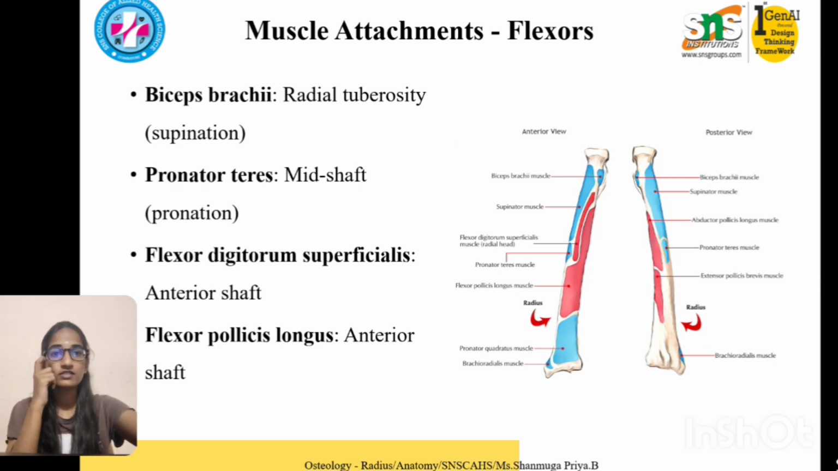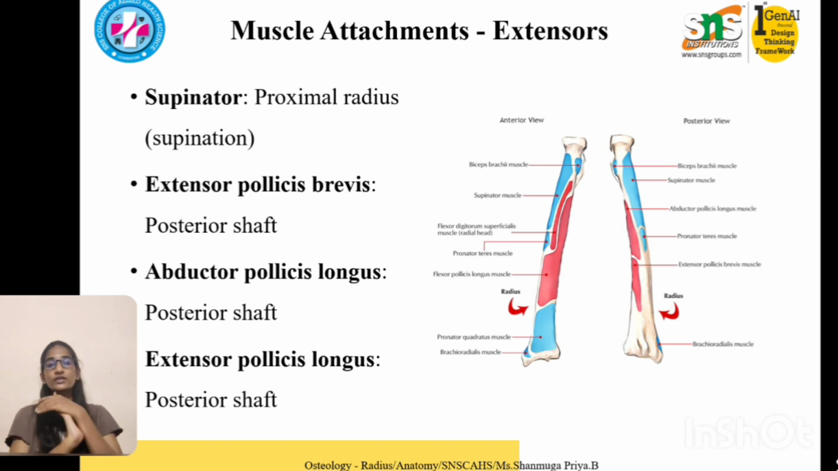And next, the muscle attachments of the extensors, which are on the posterior side. Supinator at the proximal radius for supination, and extensor pollicis brevis on the posterior shaft for thumb extension. Abductor pollicis longus also posterior, for thumb abduction. And then extensor pollicis longus on the posterior shaft for thumb extension. These are your back of the arm muscles for opening the hand.